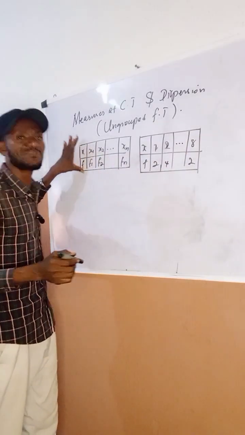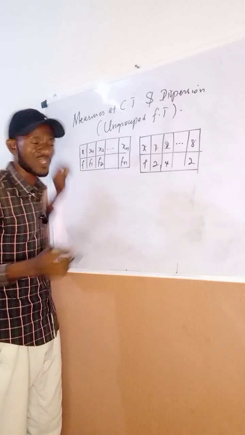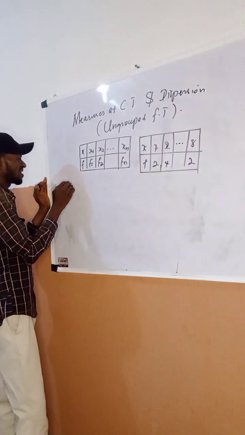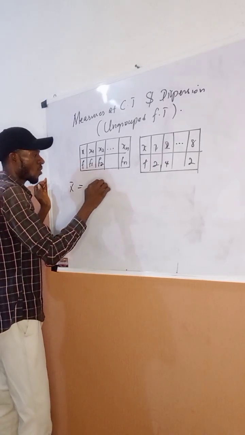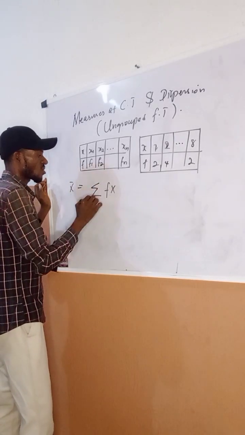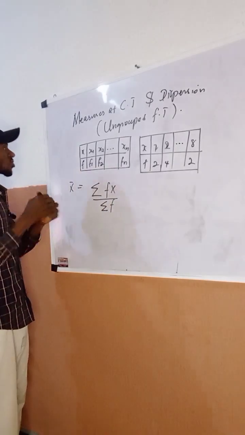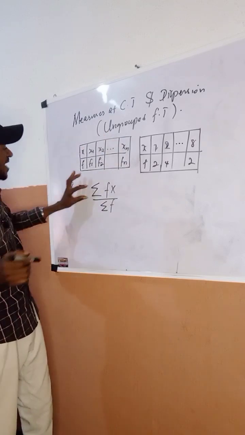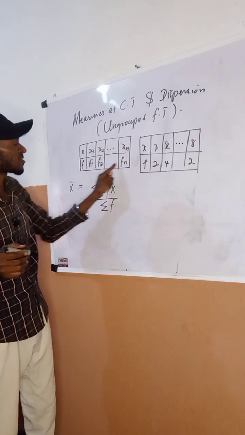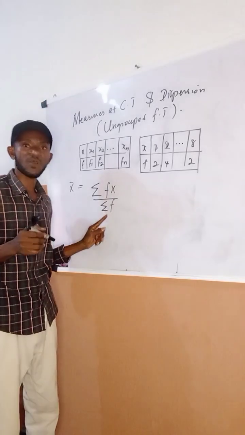So if I want to calculate the mean using this idea, a measure of central tendency, my mean, x bar, is going to be the summation of fx all over the summation of f. Summation of fx means I multiply each x by its f, and at the end I sum all of them, all over the sum of f1, f2 and so on.